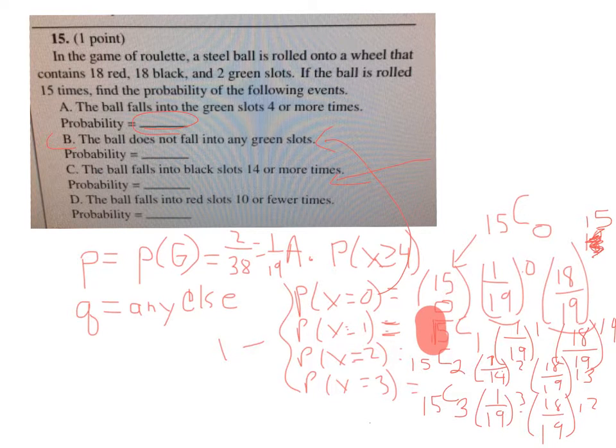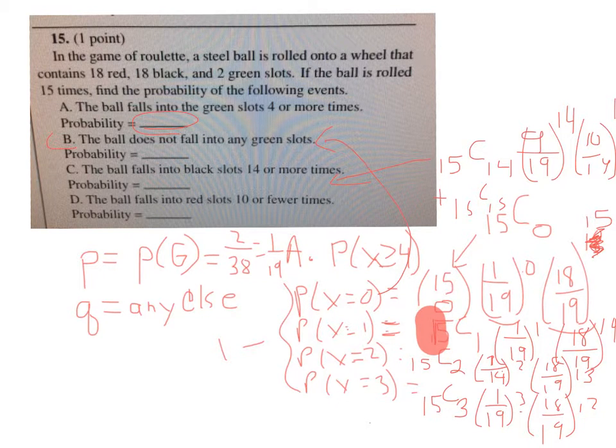Out of 15 rolls, you want 14 times for it to fall in the black, and the black is 18 out of 38, or 9 out of 19 probability, and you want that to happen 14 times, and so the rest would be 10 out of 19, and you want that to happen 1 time. And then you also want to add the 15 choose 15 possibility there and work that out, okay? So for C, the ball falls into black slots 14 or more times. Oh, sorry, we were just working that out, weren't we?